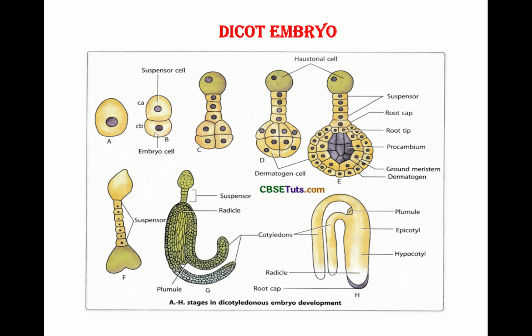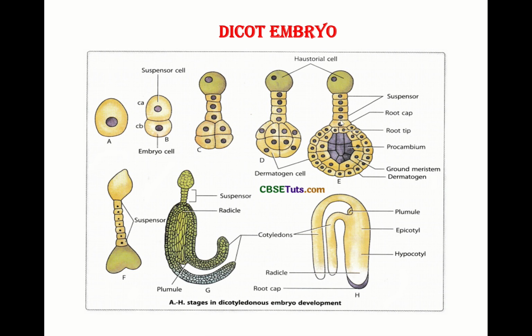This terminal cell undergoes first a horizontal division to form two cells, and then it undergoes a longitudinal division to form four cells. So two tiers of cells or layers. So to form the 8 cell stage or octant stage, this will develop into a globular embryo. So the terminal cell of this suspensor cell is called the hypophysis.